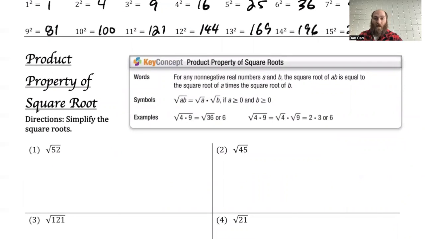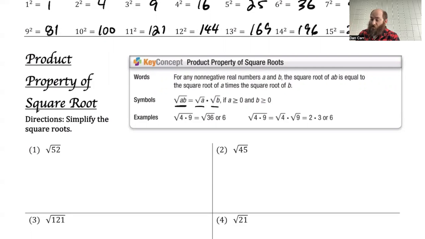So the property that's going to help us today with our simplifying is called the product property of square roots. For any non-negative real numbers a and b, the square root of ab is equal to the square root of a times the square root of b. It's kind of weird, but we're saying this. If I take the square root of this number, which is a times b, I can actually separate it as the square root of a times the square root of b.